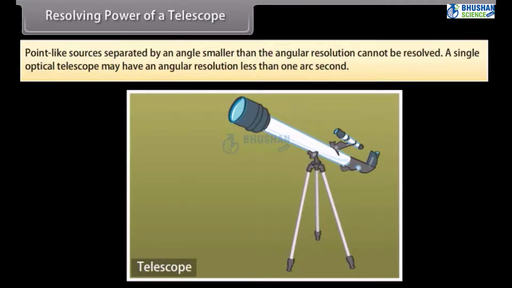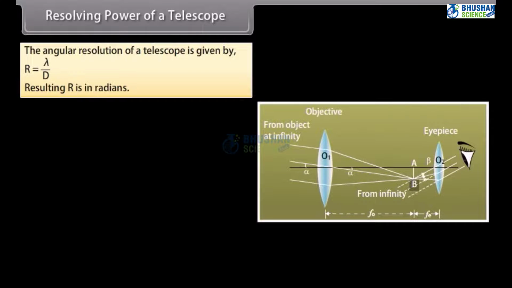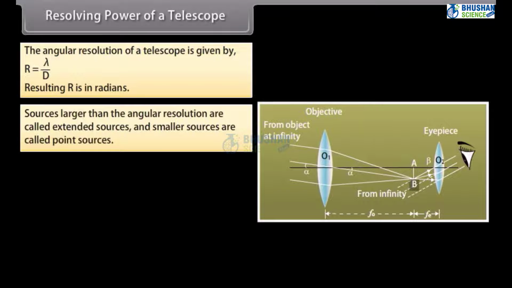Resolving power of a telescope. Point-like sources separated by an angle smaller than the angular resolution cannot be resolved. A single optical telescope may have an angular resolution less than 1 arc second. The angular resolution of a telescope is given by R = λ/D, where λ is the wavelength of the observed radiation and D is the diameter of the telescope's objective. Resulting R is in radians. Sources larger than the angular resolution are called extended sources and smaller sources are called point sources.